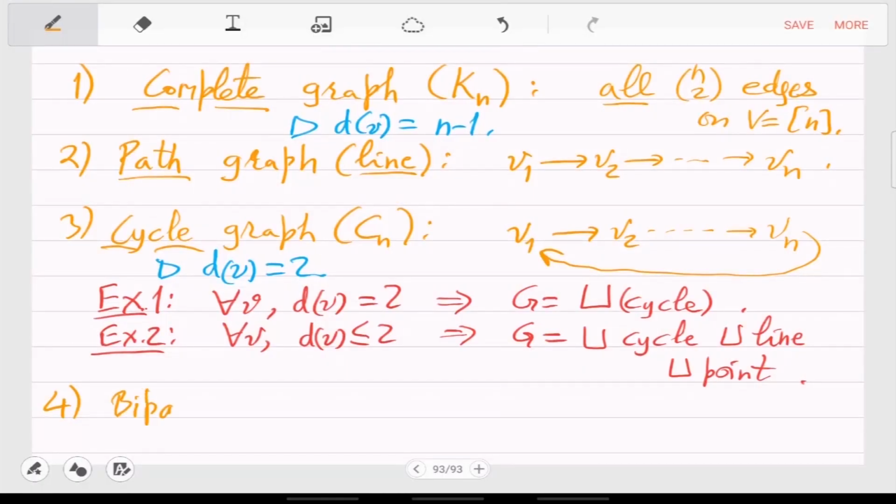Another example is bipartite graph. As the name suggests, this will be basically two clusters in the vertices where inside a cluster there is no edge. All the edges go from cluster 1 to cluster 2. Okay, then we say that the graph is bipartite.